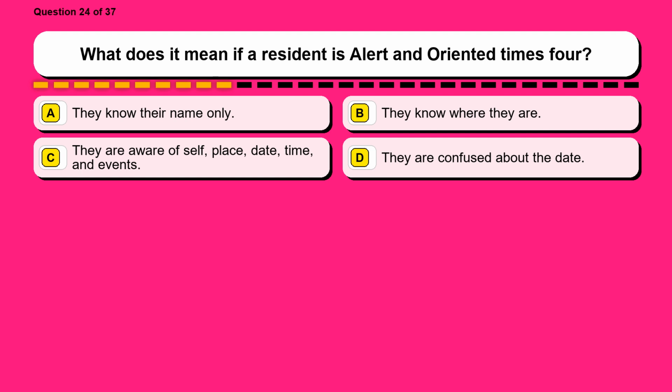Option A, they know their name only. Option B, they know where they are. Option C, they are aware of self, place, date, time, and events. Option D, they are confused about the date.